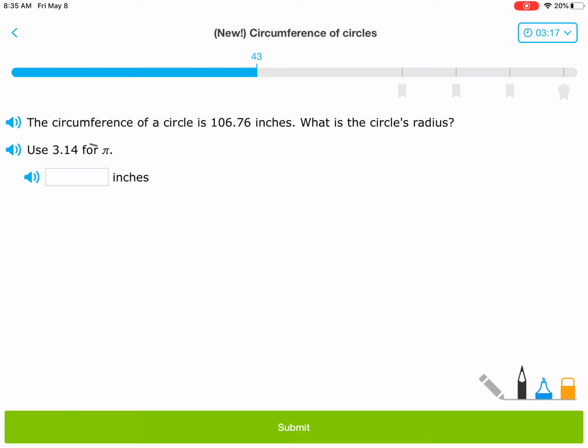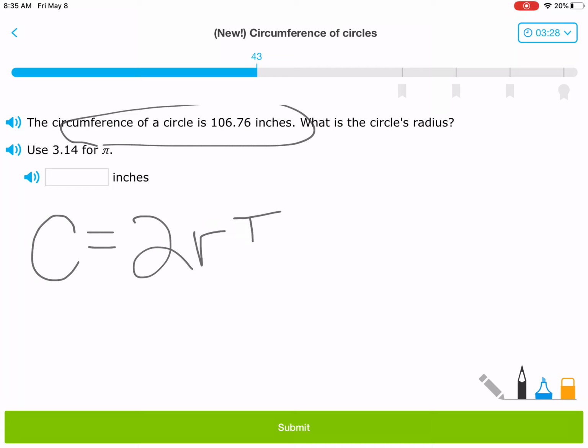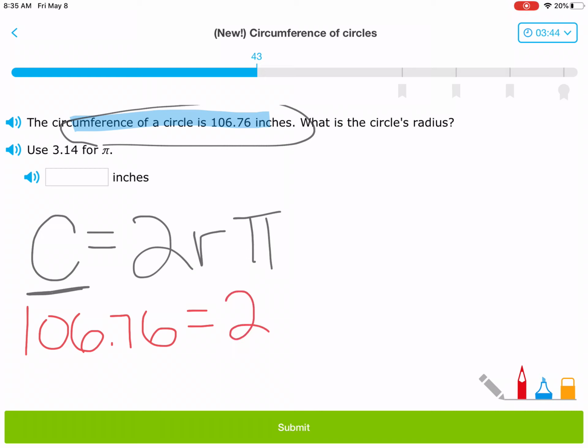So now it gives us the circumference, and it wants to know the radius. So this one's tricky. I'm glad we kept going. Circumference equals 2 times the radius times pi. This time we know what C is. C is 106.76. So 106.76 equals 2 times the radius times 3.14. So what are we solving for? We're solving for the radius.